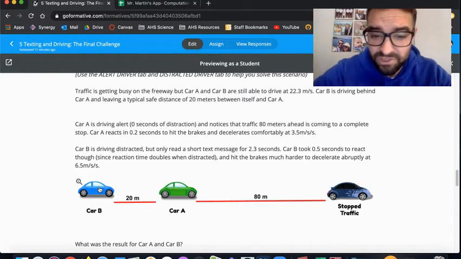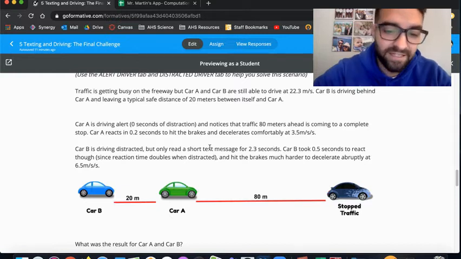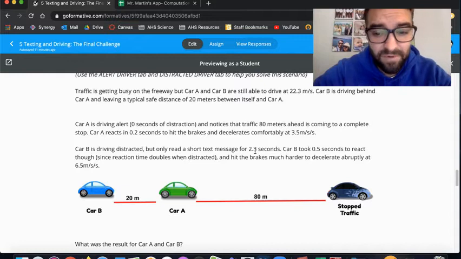Car B is driving distracted, but only read a short text message. So it took 2.3 seconds. That's really not very long. If you remember back to our data, 2.3 seconds was really short. So it just read a short text message.